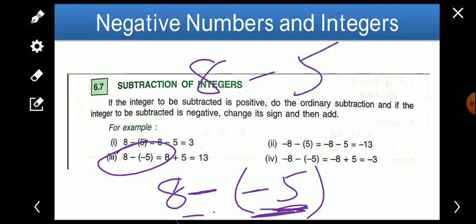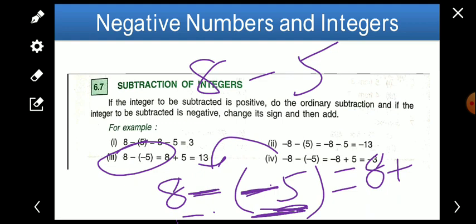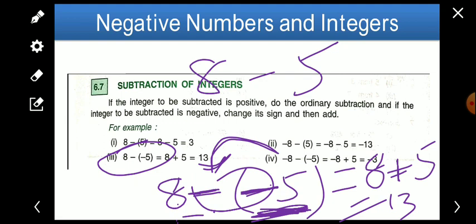So if we have to subtract the negative integer, then what will we do? We will just change the sign. Then 8 and minus becomes plus. If a negative integer has to be subtracted, we will just add. So 8 and minus becomes plus, and then 5. 8 plus 5 is 13. I hope that you have understood.